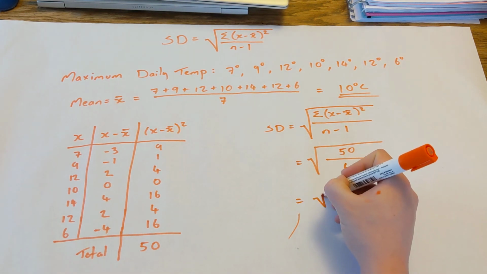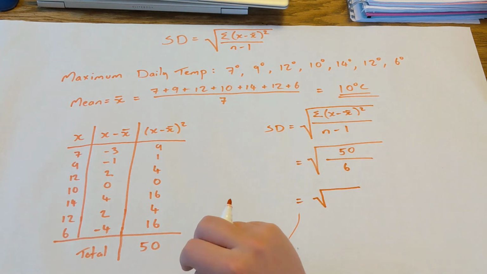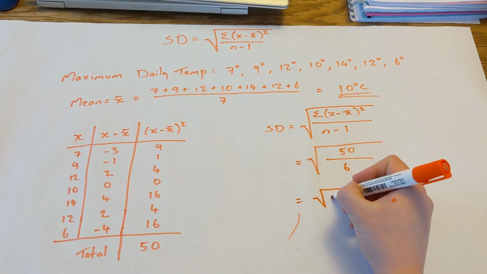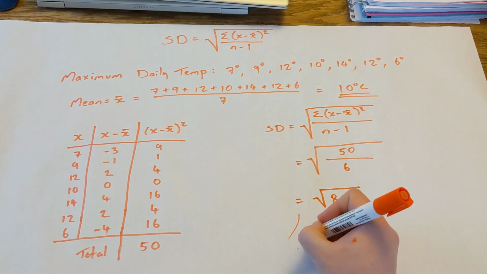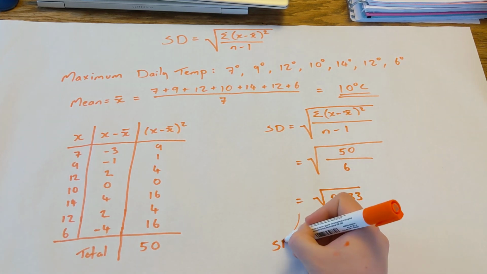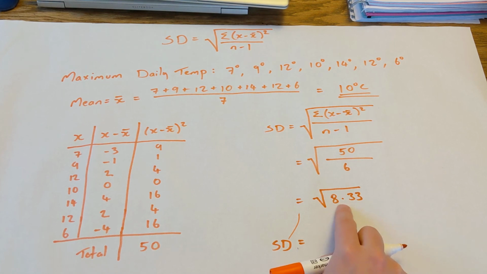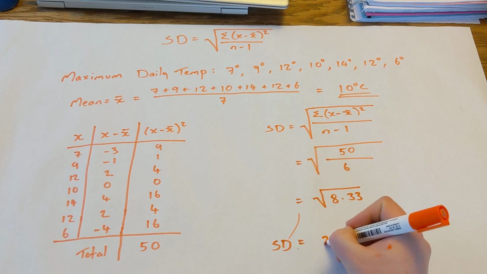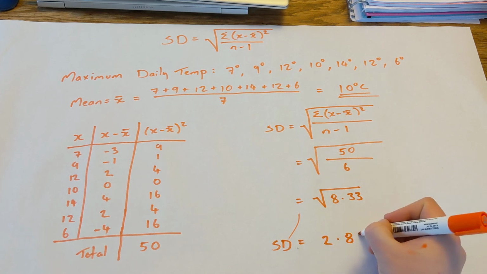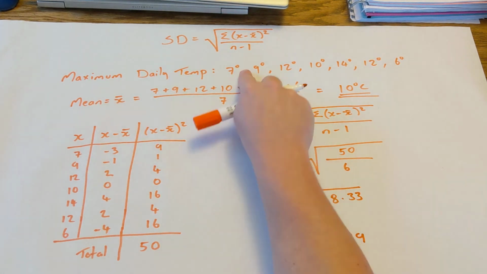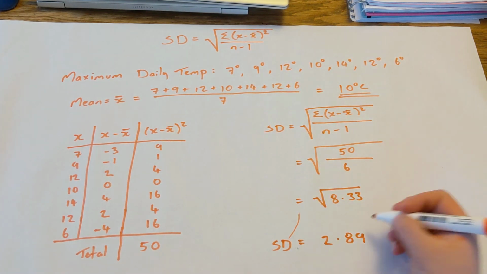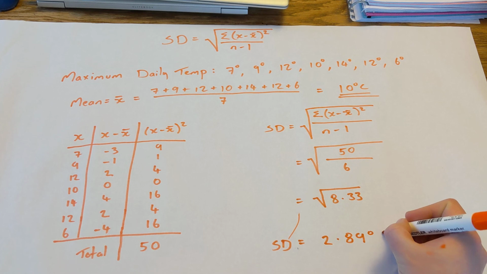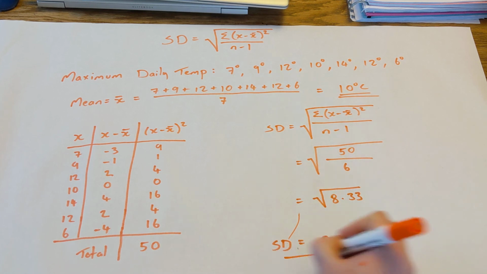Use your calculator again for this. That gives you the square root of 8.33. Last step then, pop this in your calculator now, and if we'll do this to 2 decimal places again, that gives you 2.89. But remember, this had units, okay? So your standard deviation also needs to have units. So your standard deviation is 2.89 degrees Celsius.